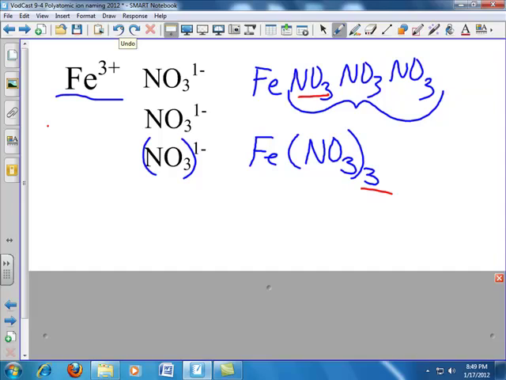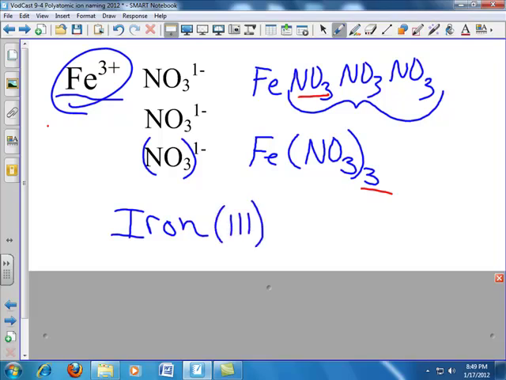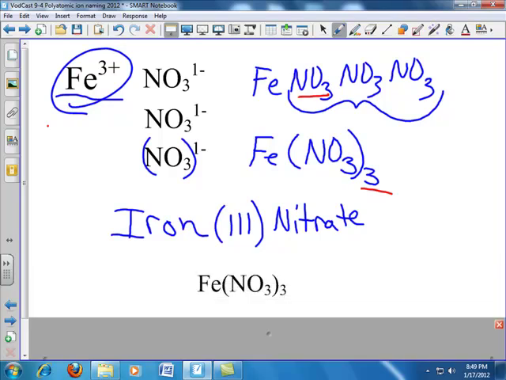Now, how would I name that? Well, I have iron. But as I look on my periodic table, I see that iron has multiple charges. Iron can be a +2 or a +3. So I have to indicate that this is the iron 3 version. And then I have to look up this NO3, which is nitrate. So the name of that is iron 3 nitrate. Or, as I have down there, you could call this ferric nitrate.